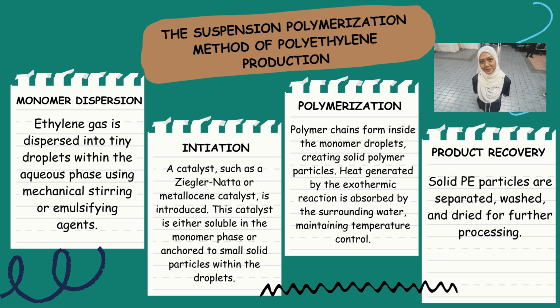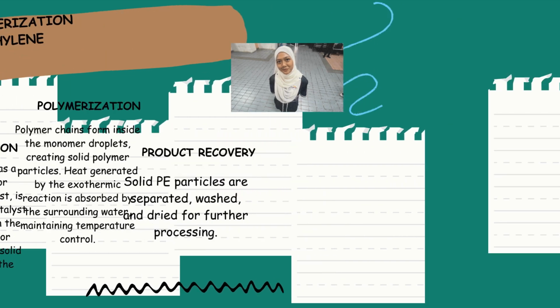The third one is polymerization, where the polymer chains form inside the monomer droplets, creating solid polymer particles. Heat generated by the exothermic reaction is absorbed by the surrounding water, maintaining the temperature control. And the last one is product recovery. Solid PE particles are separated, washed and dried for further use.